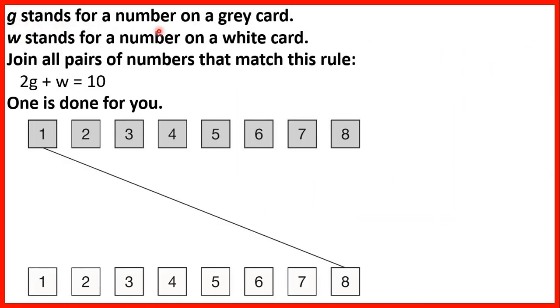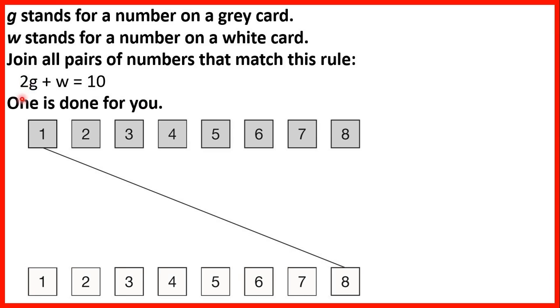G stands for a number on a grey card. W stands for a number on a white card. Join all pairs of numbers that match this rule. 2G plus W equals 10. 1 is done for you.